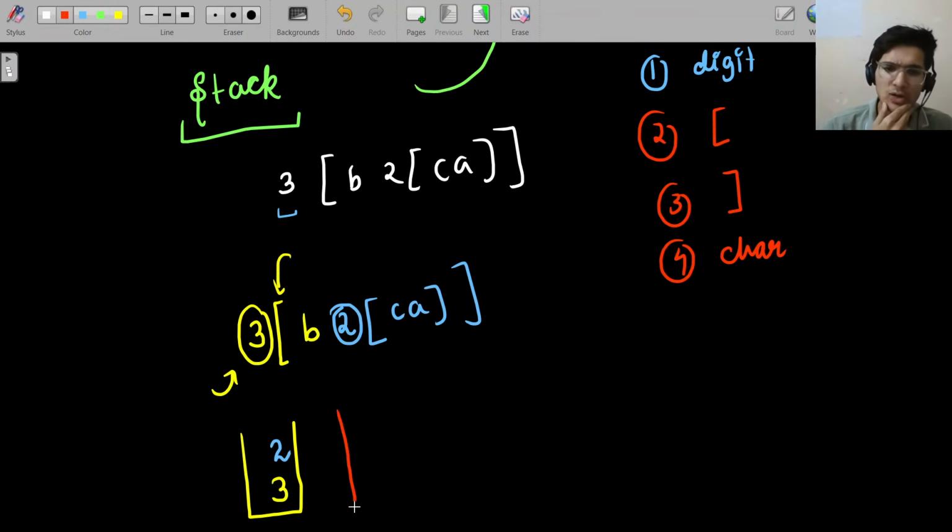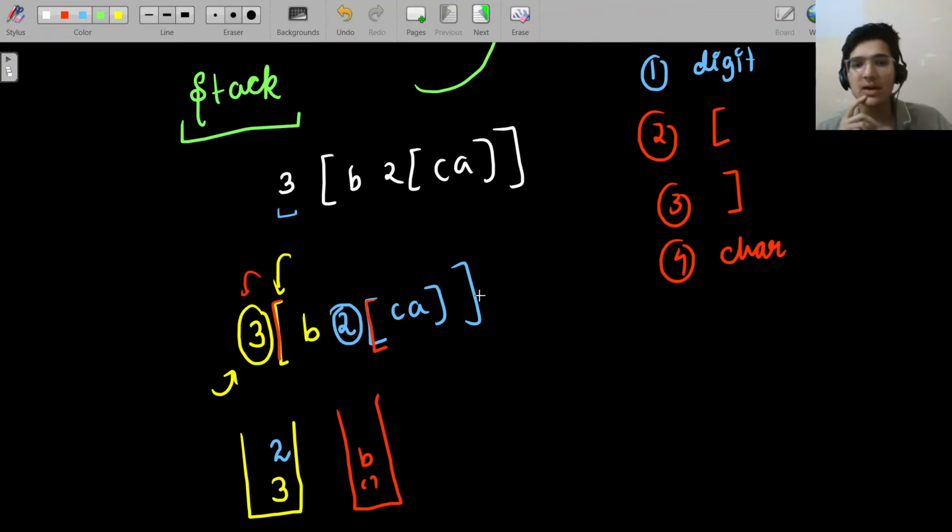And also I need to maintain another string. Why? See, I cannot mix the strings with the numbers. Numbers are how many times it will repeat, and what to repeat, that also we have to maintain, right? So whenever I encounter this kind of thing, I have to push something. Before that, here I don't have any string before, so I put an empty string. Then I put this b. Okay, cool. Till here it's fine.